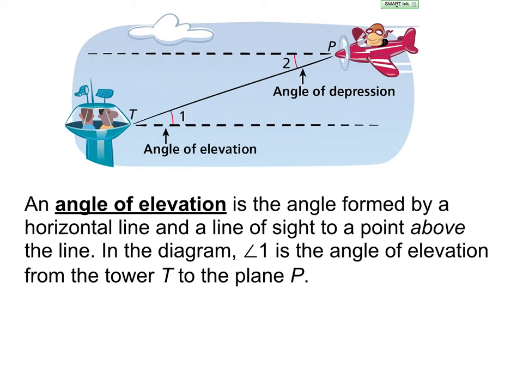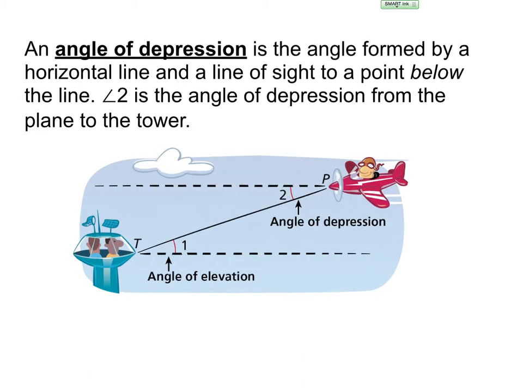Ready for the next screen? Picture is the same on the next screen. Angle of depression is an angle formed by a horizontal line and a line of sight to a point that's below the line. So from a horizontal going down is an angle of depression. Keep in mind, it's from a horizontal. I guarantee there's some time today you're going to goof up. It has to be from a horizontal going down.